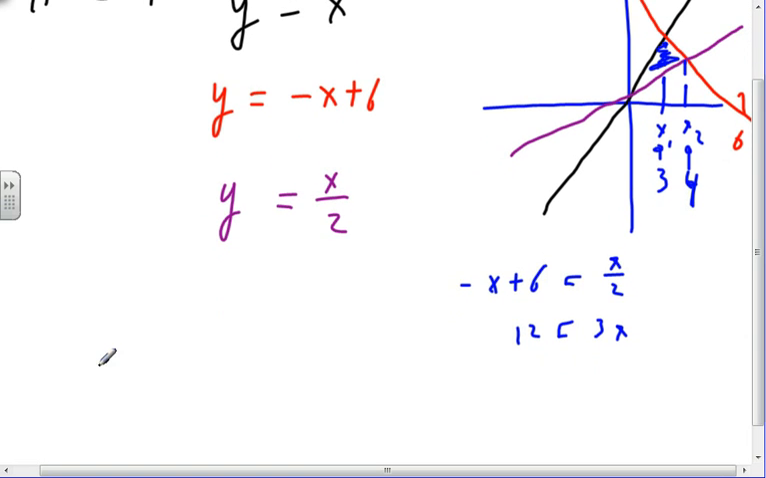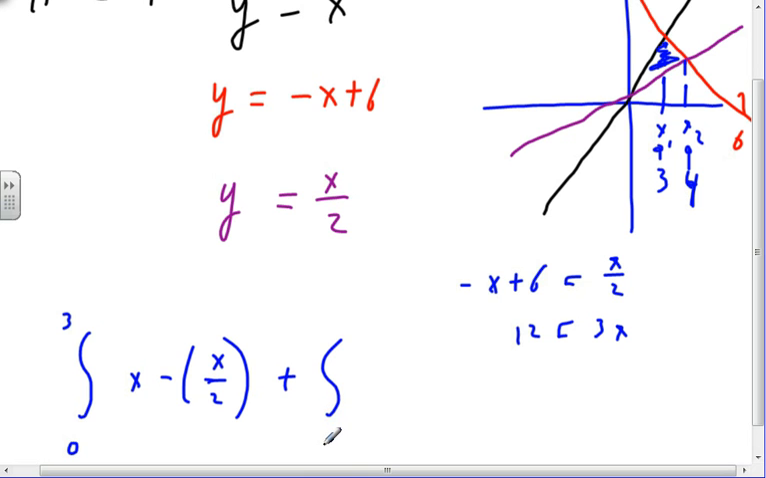Okay, now with the integral set up, I'm going to have the integral from 0 to 3 of x minus x over 2, plus the integral from 3 to 4 of minus x plus 6 minus x over 2 dx.